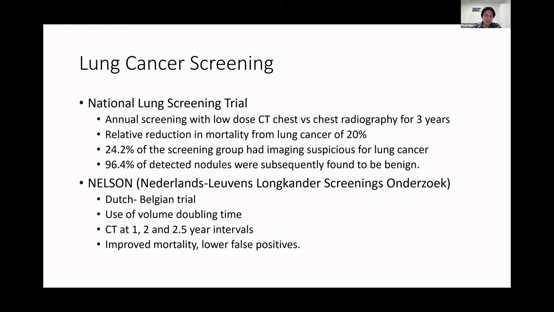More recently, the Nelson study, which was a Dutch-Belgian trial, finally was published in the last 1 to 2 years. And the addition here was the use of volume doubling time, and CT scanning was done at slightly different intervals, but they also found improved mortality risk and lower false positives by using the volume doubling time rather than just the diameter. So those were the two major trials which have prompted some cancer societies around the world to recommend cancer screening.